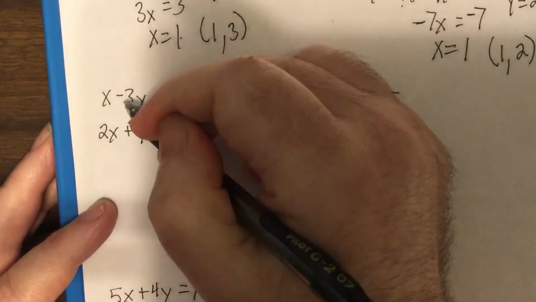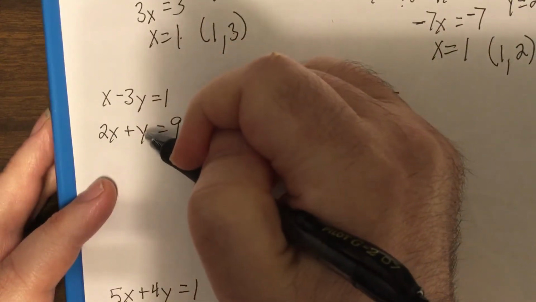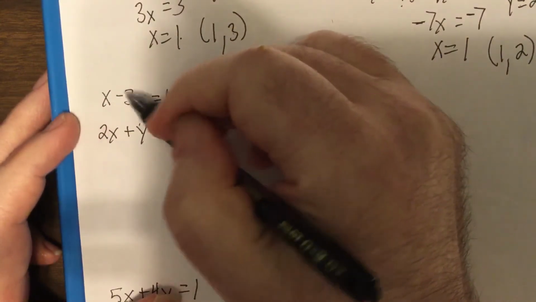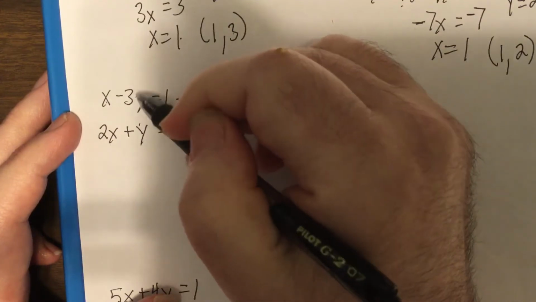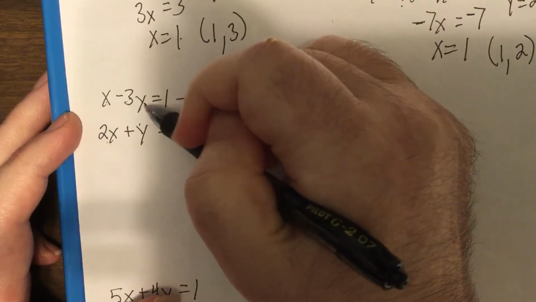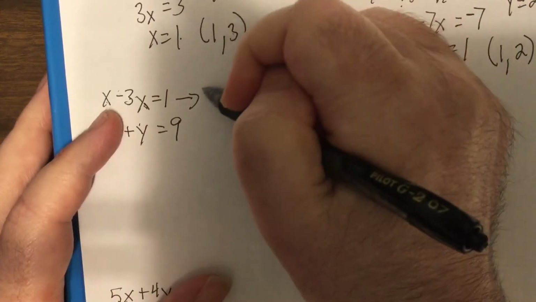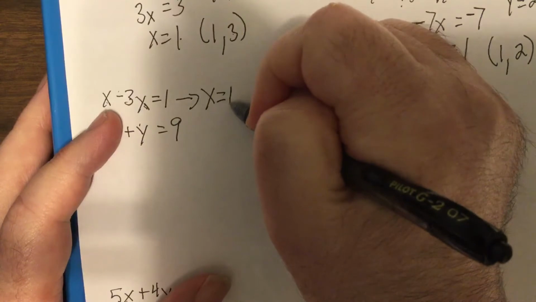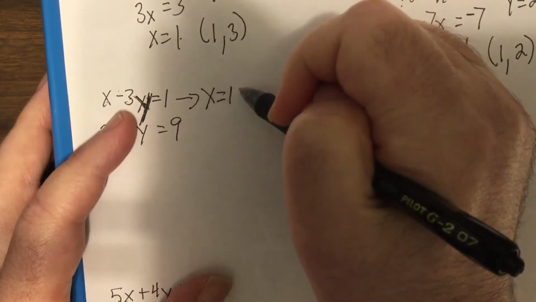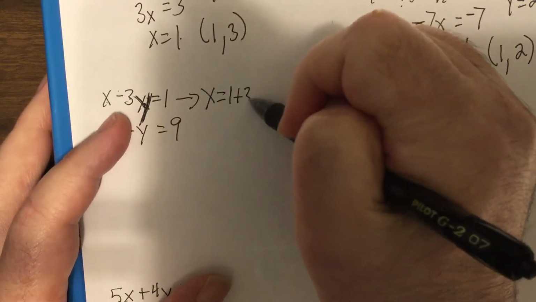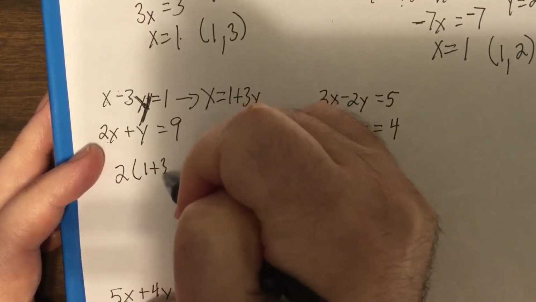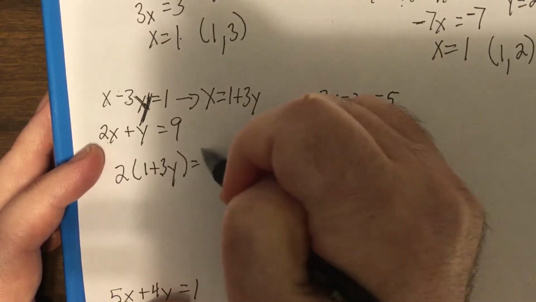Let's try another one. So I'm going to solve for, let's solve for this x. Or I could solve for this y. You could solve for any one of the 4. But if I did this one or this, I'd have fractions. Subtract x, divide by negative 3. So x equals 1. Oh, that should be a y. Sorry about that. 1 plus 3y. So I have 2 times 1 plus 3y equals 1.